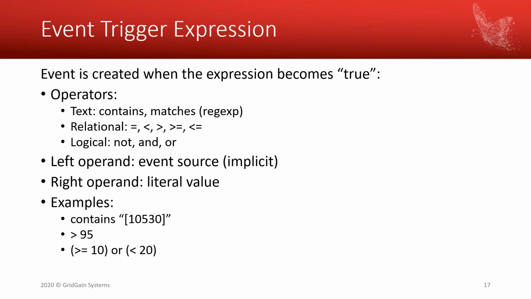Events are triggered when an event expression becomes true. An event expression consists of operators, text operators like contains or matches, in case you specify a regular expression. There are relational operators and logical operators, so you can build complex expressions using logical operators. Your left operand is always implicit. This is actually the metric that you monitor, and your right operand is a literal value.